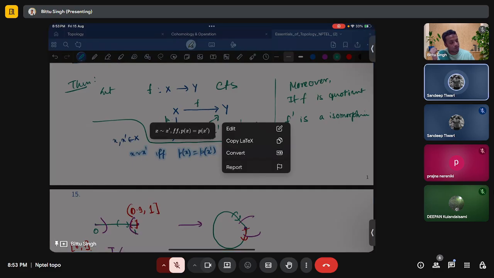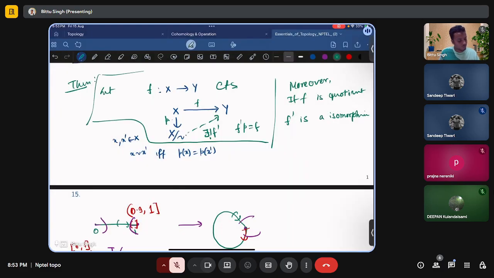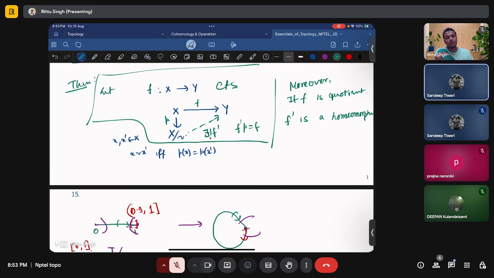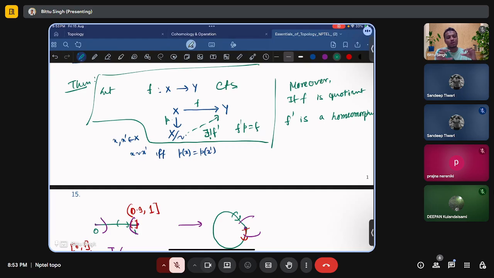Sorry, homeomorphism. I should not say isomorphism. I have not defined homeomorphism, but for now you can assume homeomorphism means topologically equivalent. Those two things are not only the same as a set, but as a topological space, those two are the same. You can interchange from one space to another space.